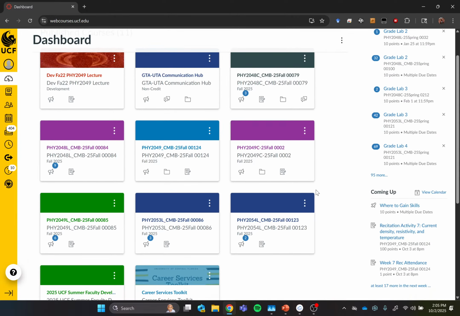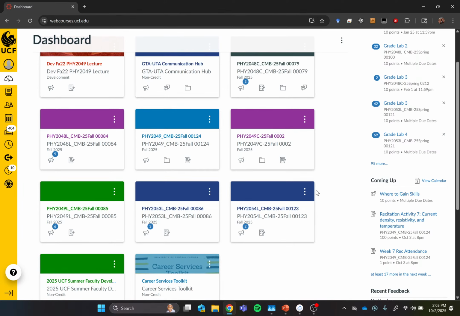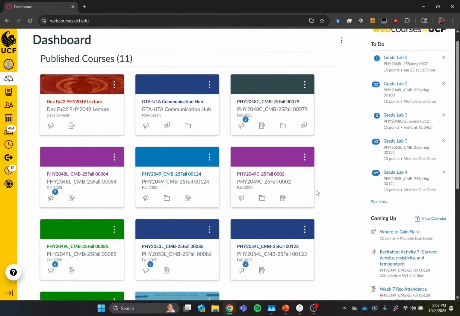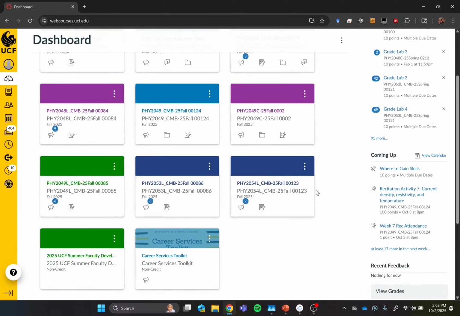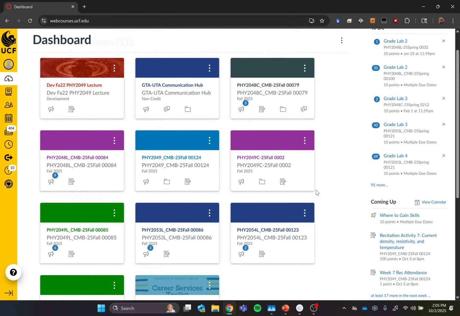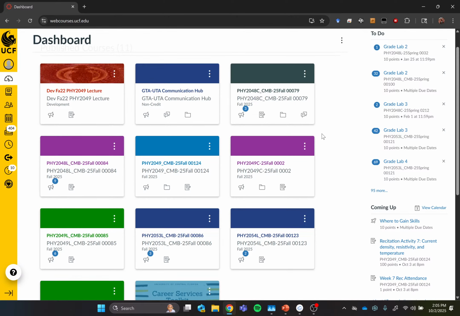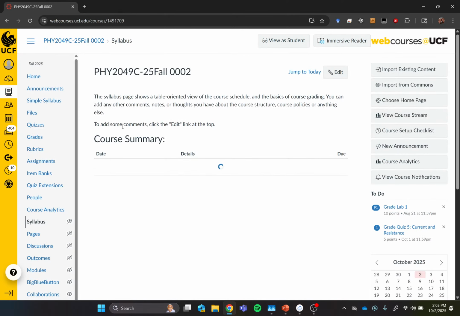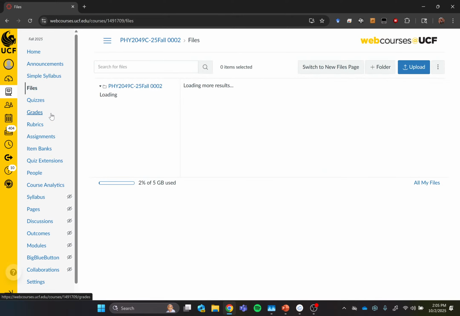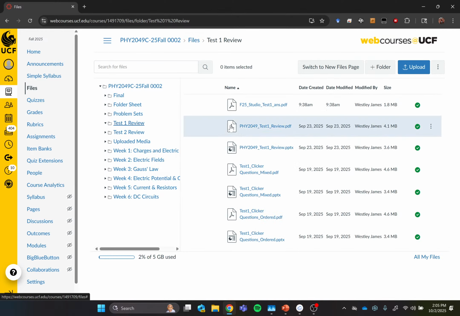So what I'm pointing out now is where the solutions are posted. If you go to our web courses in the files tab, same place I put everything, it's in the test one folder, specifically test one review. And it's right on top: Fall 25 Studio Test 1 answers. Great, you open this up.